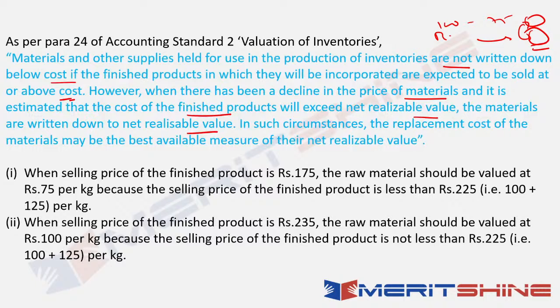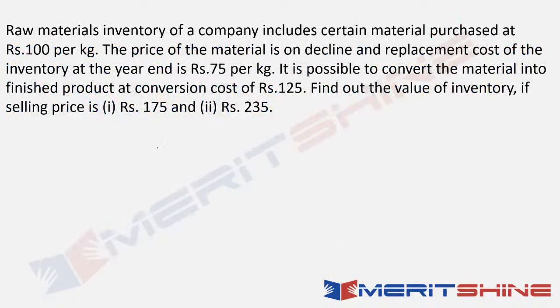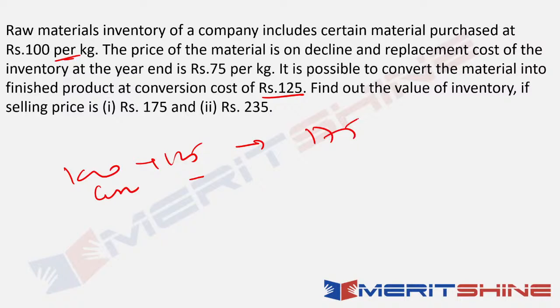What was my question here? When the selling price of finished good was 175, the raw material should be valued at 75 because the selling price of finished product is less than 225. Why is it less than 225? Just look at this. This was my 100, this was my cost, right? I will need another 125 rupees to make it the finished good, but ultimately I'll be selling it at 175 only. That means I will incur losses here, right?